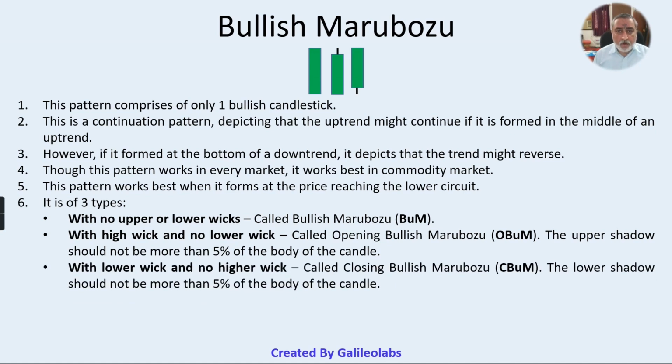The third type of Marubozu is a Marubozu candle with a lower wick but no higher wick. This is called a closing bullish Marubozu. Over here also, the lower shadow should not be more than 5% of the body of the candle. Then only the candle will be called a Marubozu.